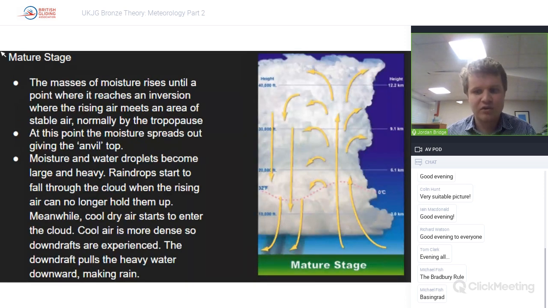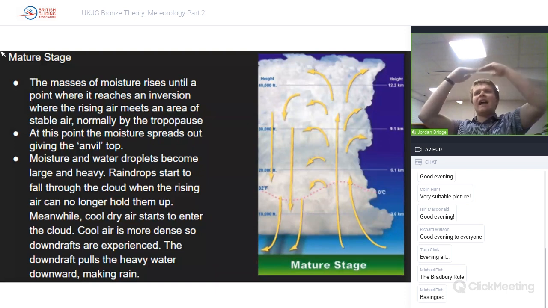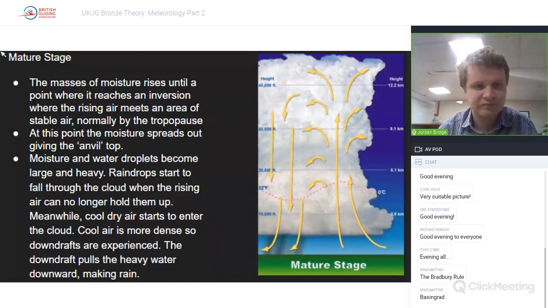Then we get the mature stage, where the masses of moisture rise until a point where they reach an inversion, because there are generally multiple inversions all the way up through the atmosphere. Potentially, that might be through the tropopause into the stratosphere. Once that parcel of air can go no further, because it will stop eventually, otherwise there'd be untold amounts of horrendous energy, apocalyptic, it gets to that layer it finally cannot pass, and it spreads out, giving that famous anvil top.